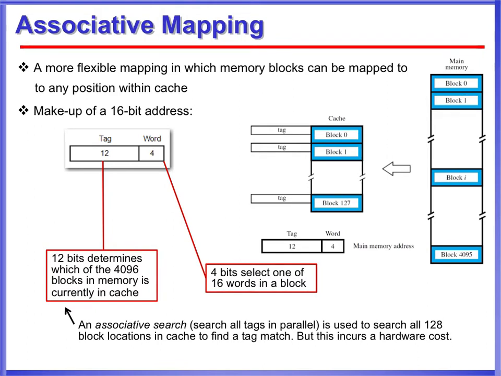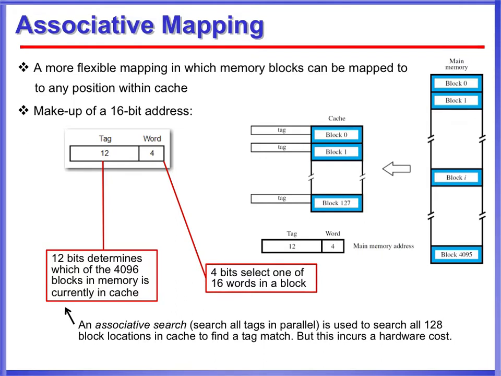So now, if you want to know if a word at a particular address is currently in the cache, you look at its 16-bit address, you look at the tag here, and you compare that tag to all the tags of the blocks that are currently stored in the cache. If there's a match, you know that the address you're looking for is currently in cache. And then you look at these 4 bits, and that'll tell you which one of the 16 words in that block is the address you're looking for.